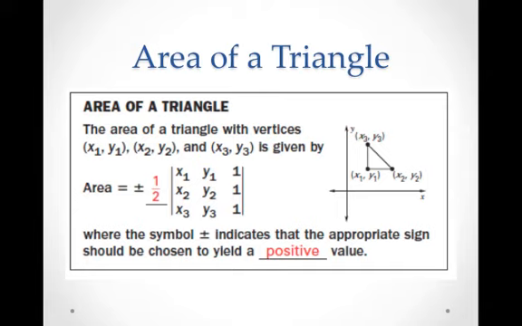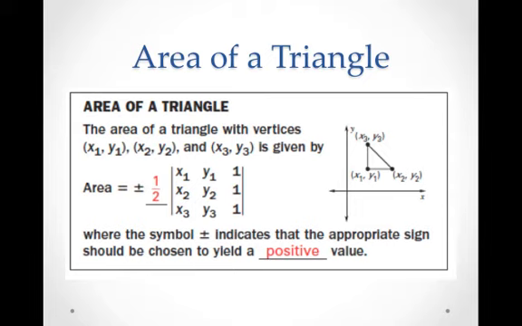Okay, we can actually use the determinant for the area of a triangle, and you will be given this formula on your test as well. The area of a triangle with vertices (x1, y1), (x2, y2), and (x3, y3) is given by plus or minus 1/2 times the determinant of the matrix with rows x1, y1, 1; x2, y2, 1; x3, y3, 1, where the symbol plus or minus indicates the appropriate value should be chosen to yield a positive value.